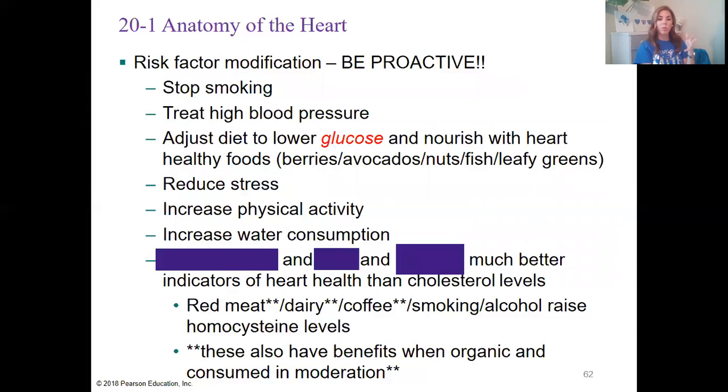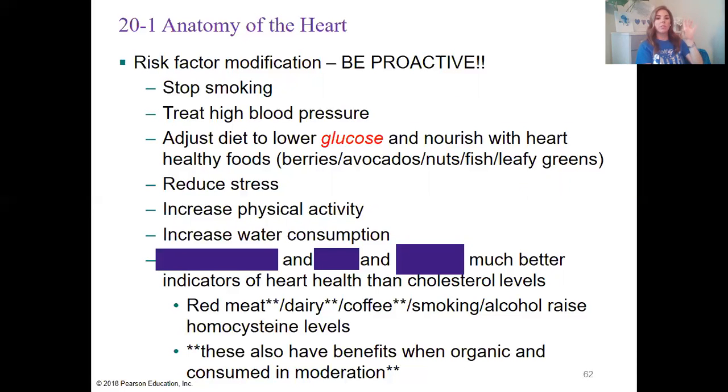Adjust the diet to lower glucose, sugar, and nourish with heart-healthy foods like berries, avocados, nuts, fish, leafy greens, etc. There's a lot of heart-healthy foods. It's very easy to do a very quick Google search, what are heart-healthy foods, and come up with 25 different things that you should be eating on a regular basis. If you look there, the reason why that glucose is in red and why it's italicized is because the book says adjust the diet to lower cholesterol, when in fact that hasn't always proved to be helpful.